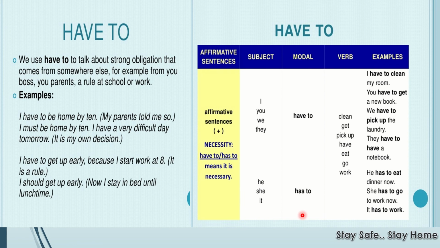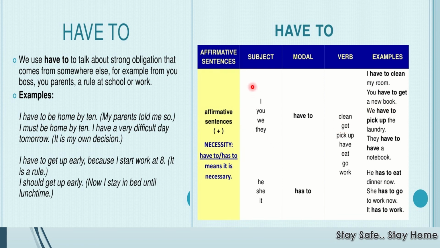Okay, and then after have to and has to, I put the verb: clean, get, pick up, have, eat, go, work. So I have to clean. As you can see in the examples here, I have to clean my room. So when you put the columns together, you start: I have to clean. And then you continue. What do you have to clean? My room, for example. You have to get, as it says here, a new book.